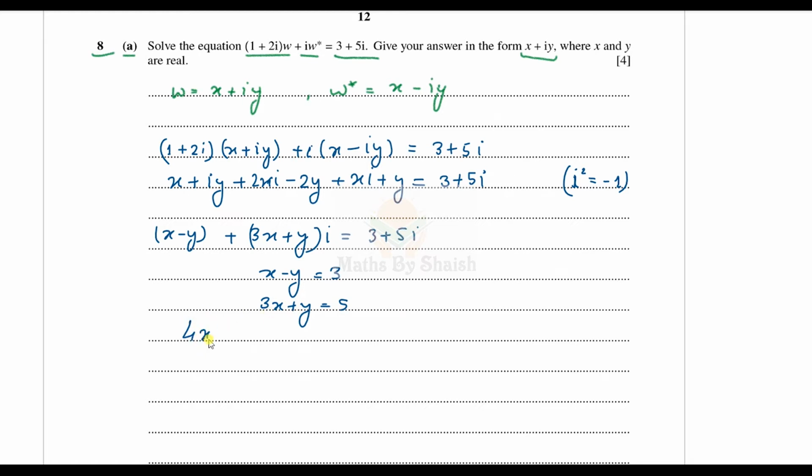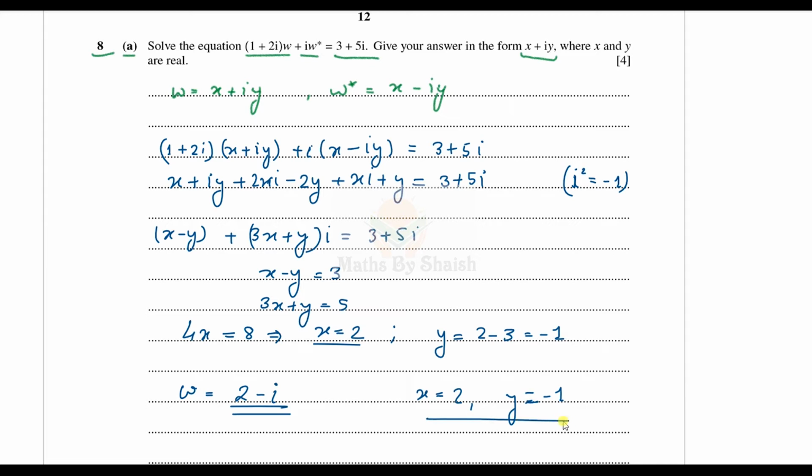So 4x is equal to 8, so this gives x = 2, and when we got x = 2, we'll put it here and we'll get y = 2 - 3, that is -1, and hence the complex number w is equal to 2 - i. And here if we compare, it is like x = 2 and y = -1, which we have already written. I hope it is clear. So let's do the next part of it.